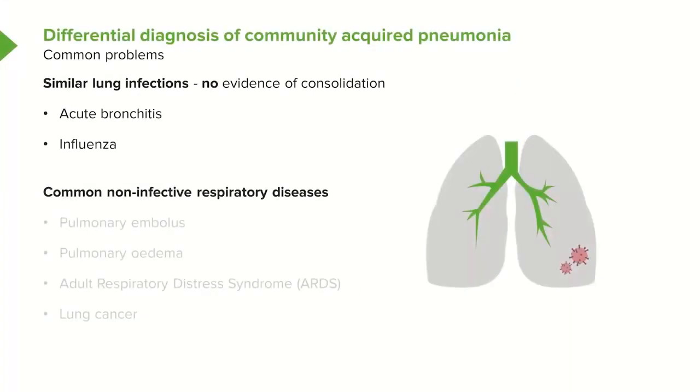Then there are a range of common non-infective respiratory diseases which really need to be considered in anybody presenting with an acute respiratory problem. Pulmonary emboli, pulmonary edema, acute respiratory distress syndrome, not that common but very important, and lung cancer. Now, the top two, pulmonary emboli and pulmonary edema, are common causes of acute respiratory problems. And they're not infective, so you should be able to distinguish pneumonia from those in most patients. But if you look at the data, many patients with pulmonary emboli are misdiagnosed as pneumonia initially. And the same for pulmonary edema.